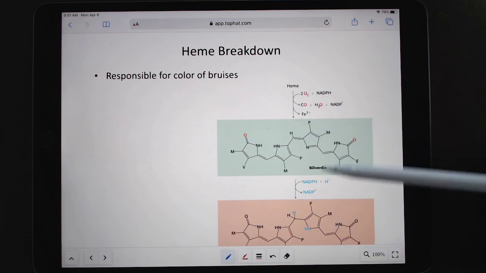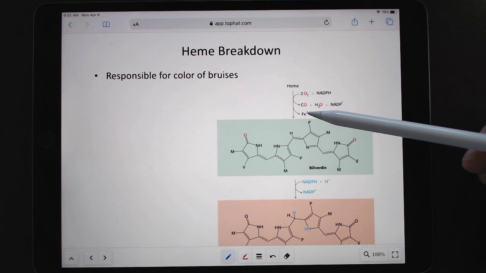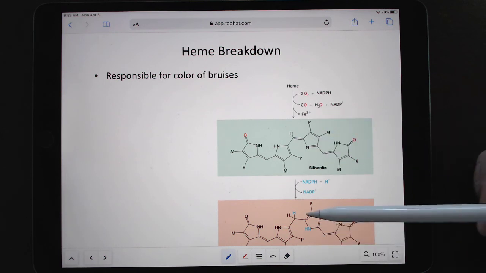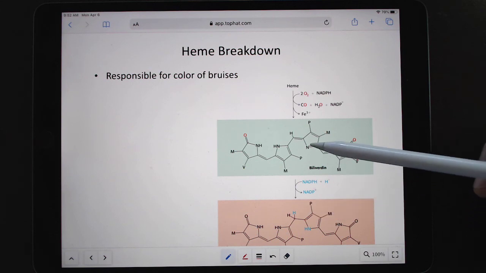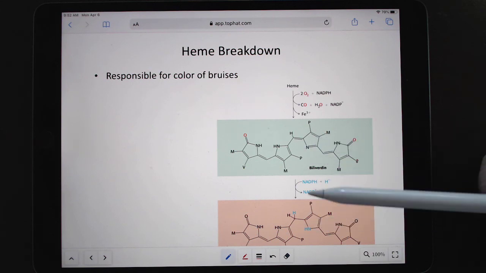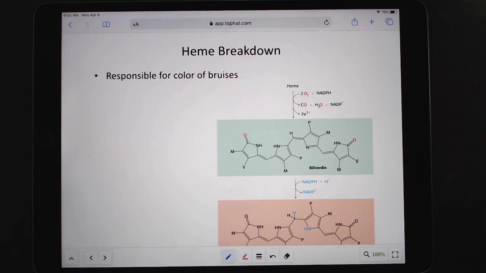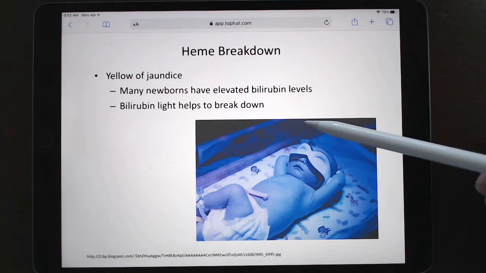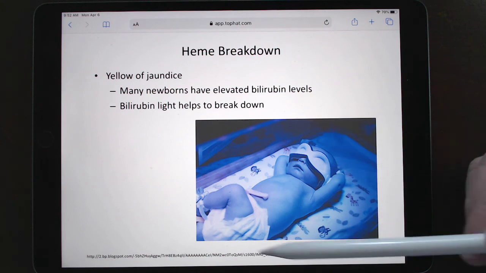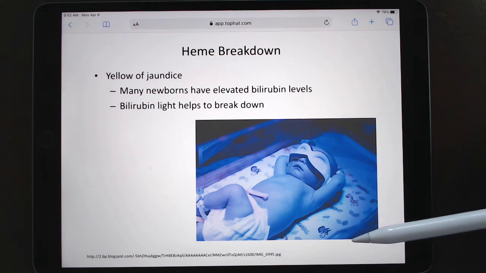So as these things get released, right, you release the iron, stuff like that. And these are colored, which gives you the browns and yellows and that kind of stuff when you get a bruise. So the last thing is you'll sometimes see newborns put under a blue light.